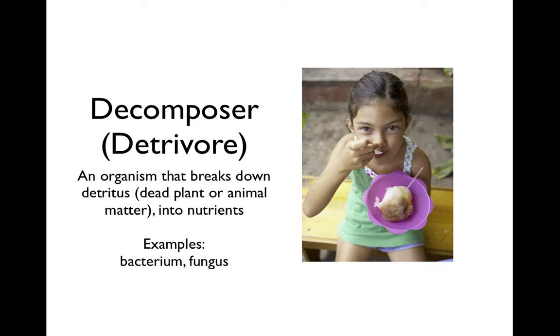A decomposer is an organism that breaks down detritus. So that's dead plant or animal matter, and it breaks it down into its nutrients. Okay, so bacteria and fungus are two of the different types of decomposers.